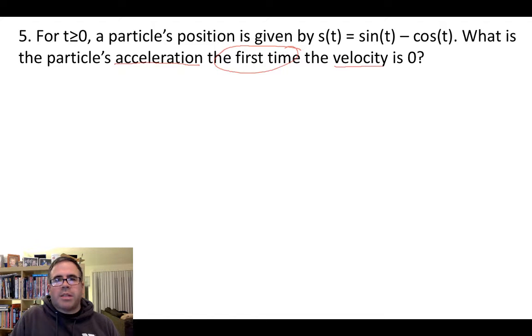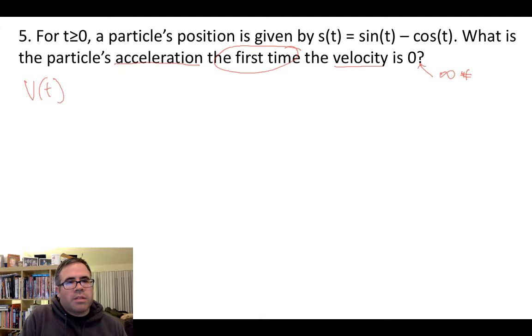Because sine is periodic, cosine is periodic, there's actually an infinite number of times when the velocity equals 0. We're just interested in the first one. So we're going to generate some velocity functions. The velocity of a particle is the first derivative of the position, which the derivative of sine is cosine of t, and the derivative of cosine is negative sine. With that minus in place, it becomes plus sine of t.